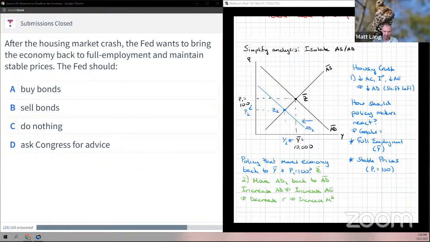But again, they don't just increase the money supply. They go out and they buy bonds, right?